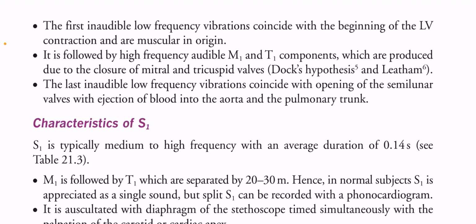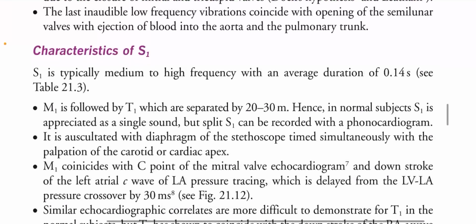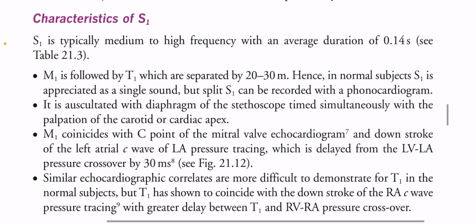It is followed by high frequency audible M1 and T1 components, which are produced due to the closure of mitral and tricuspid valves, Dock's hypothesis and Latham. The last inaudible low frequency vibrations coincide with opening of the semilunar valves with ejection of blood into the aorta and pulmonary trunk. Now the characteristics of first heart sound.